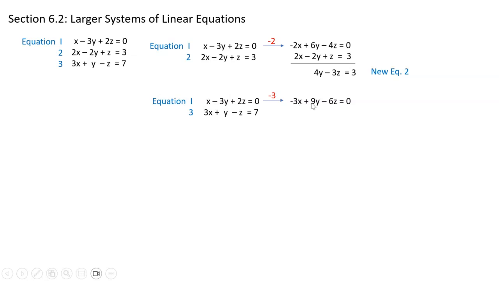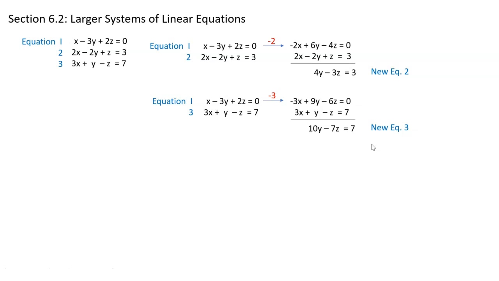Right, so it gives us -3x plus 9y minus 6z equals 0. And we just bring equation number 3 over. And now we're going to add them. This gives us 10y minus 7z equals 7. So this is my new equation number 3.